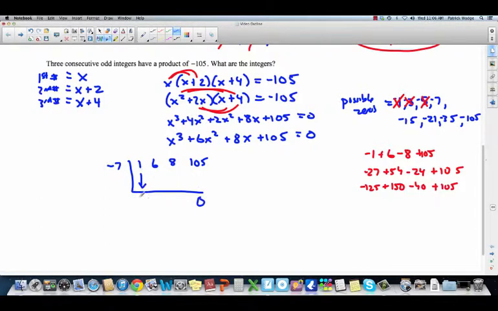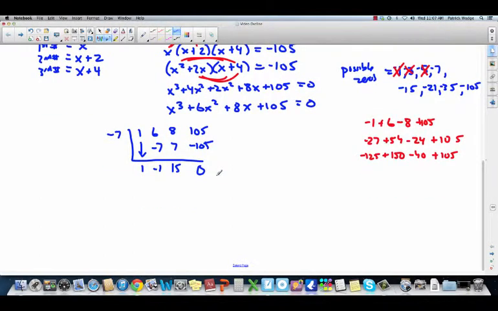Let's hope. Bring the 1 down. Negative 7 times 1 is negative 7. 6 plus negative 7 is negative 1. Sorry, negative 7 times negative 1 is 7. 8 plus 7 is 15. Yes! Negative 7 times 15 is negative 105, sorry. We did it! So we got it. One of our roots is negative 7, which means our factor is x plus 7.